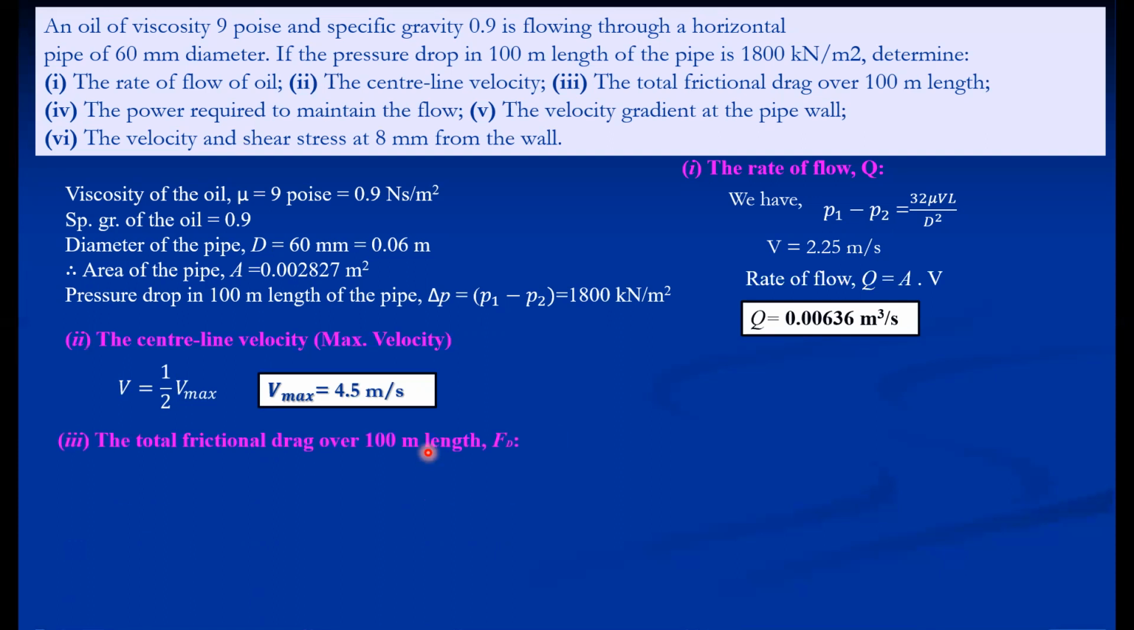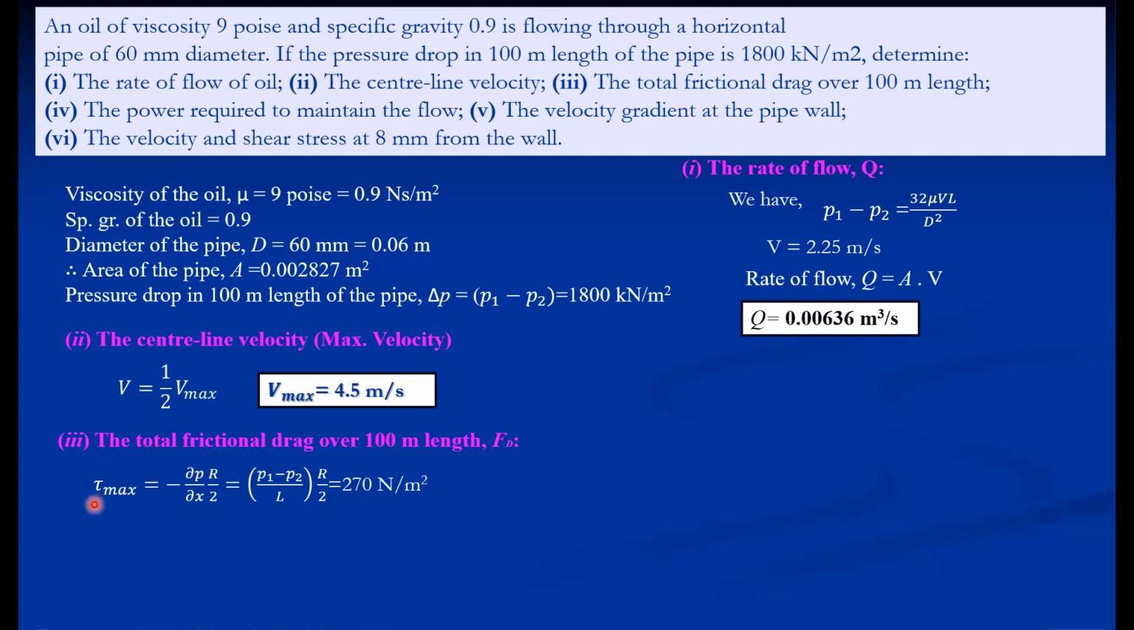And the total frictional drag over 100-meter length, that is FD, is obtained from shear stress. So even if we know the local shear stress, we can put the value of small r equal to capital R and calculate the maximum shear stress, because generally the frictional drag is obtained at the wall.